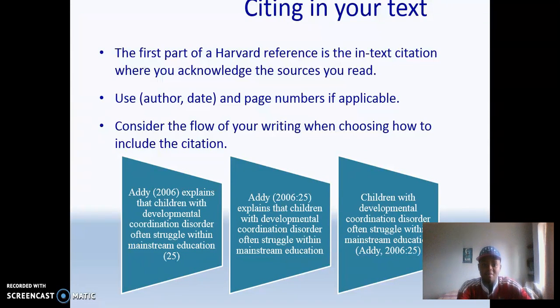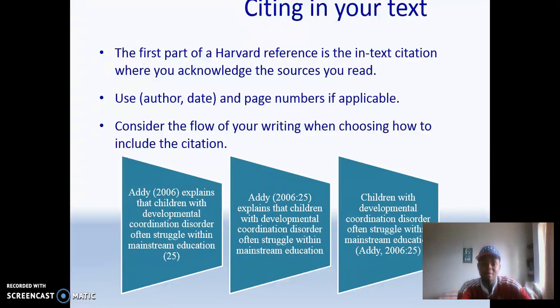Citing in your referencing. The first part of a Harvard reference is the in-text citation or in-text referencing, as you may have come across it when you were doing your assignment. The in-text referencing is basically writing the reference within your essay. Like in your paragraph, you include the author, the date, and the page number if applicable.